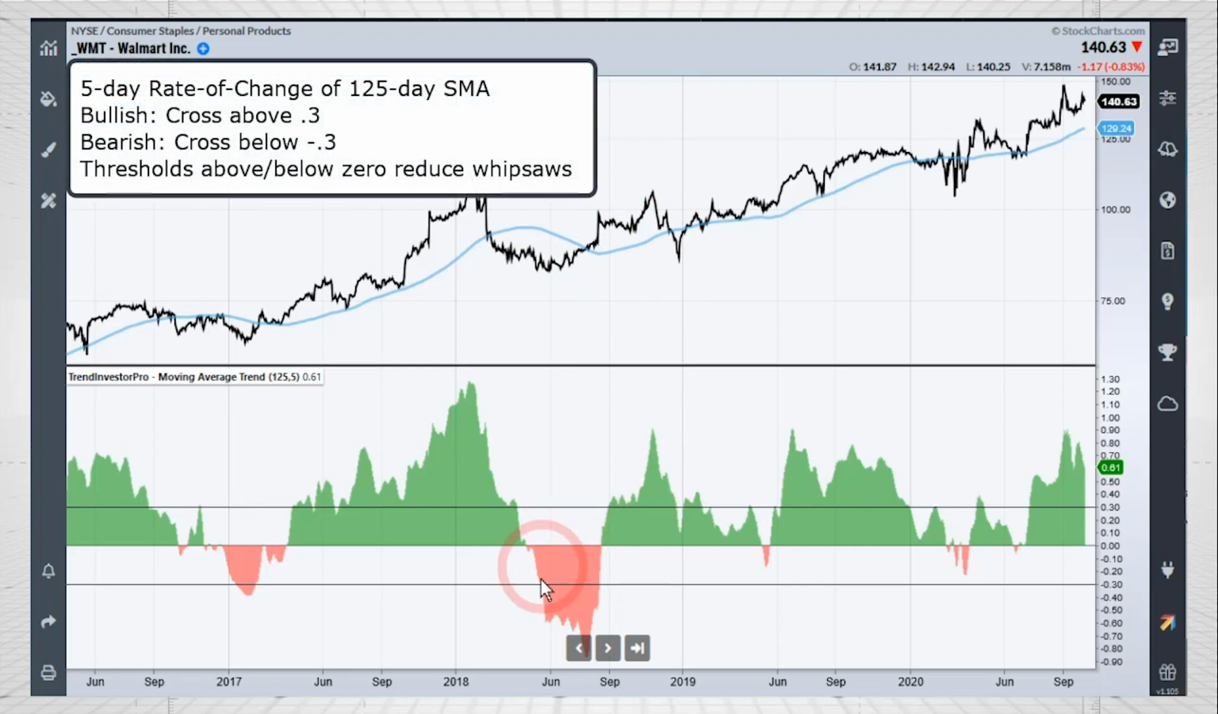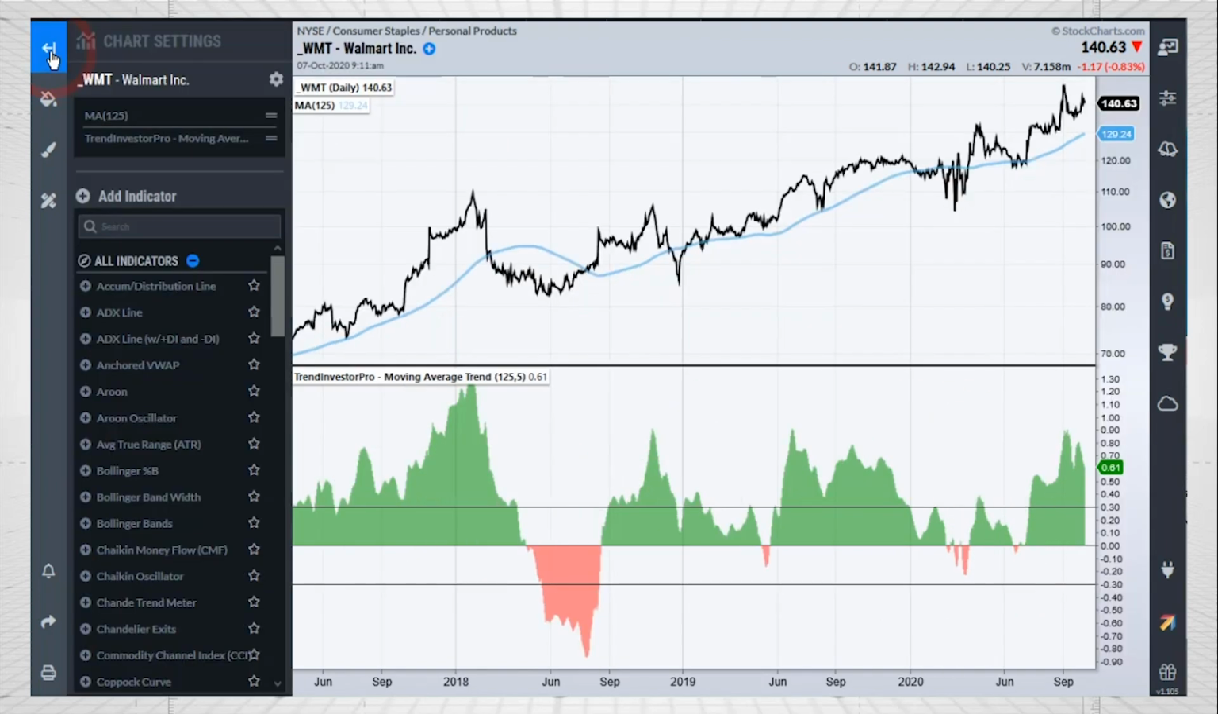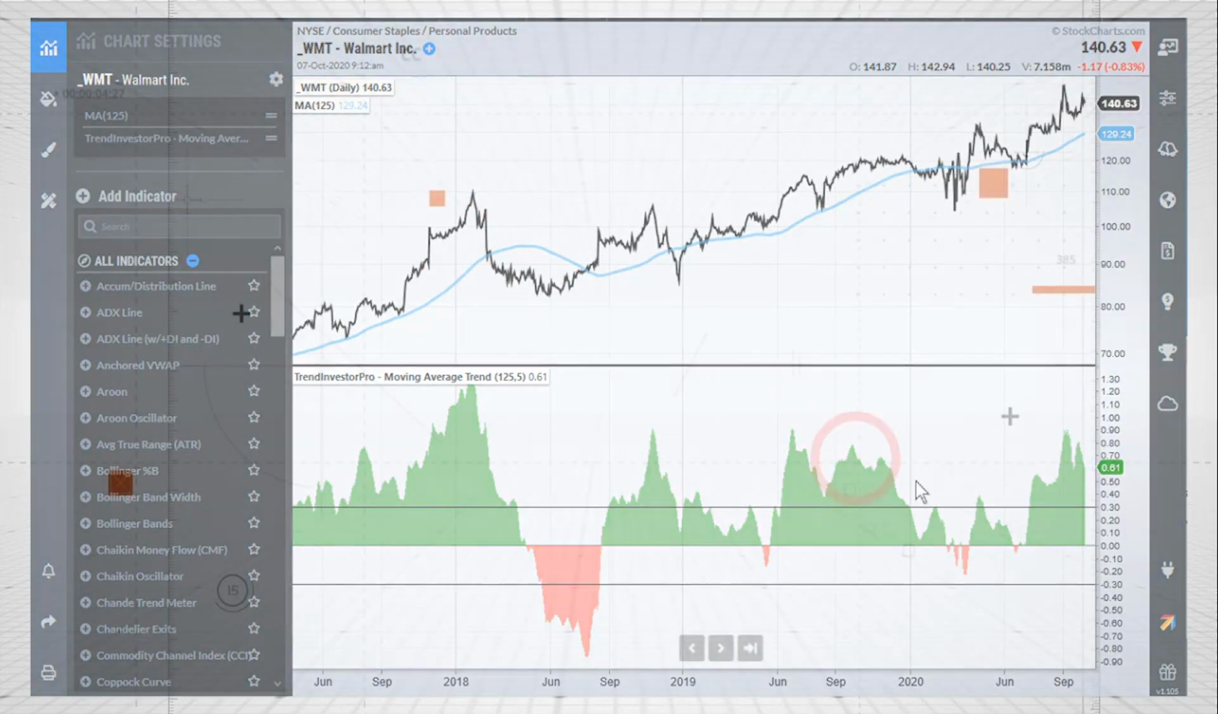And I put threshold signal lines there. So a move above 0.3 signals a good enough upturn to be bullish, and a move below minus 0.3 signals a downturn to be bearish. And that will avoid some of these little downturns and whipsaws. And with all of these indicators, if you go to the upper left and open the settings window and click on the settings wheel there, you can change any of these parameters to suit your trading or investing style.